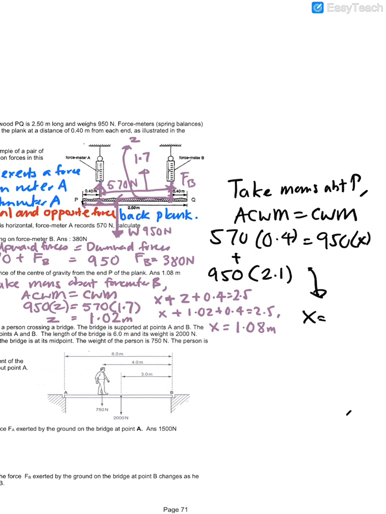Sorry, I made a mistake. This is not 950, this is 380. Okay, press calculator again. 380 times 0.4 plus 380 times 2.1, divided by 950. 1.08. So we get 1.08. You see that? So what you see here, if you take moments of P, it would have been a bit easier. Understand?